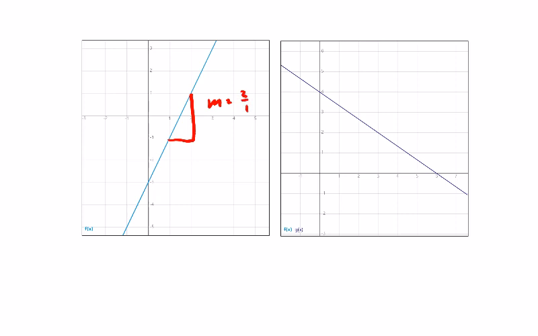Instead of just taking the negative of that and having a negative 2 to 1, let's see what happens when we flip it as well. In other words, take the reciprocal. So let's go down 1 and over 2. So let me plot a point there. And if I draw in a line that goes down 1 and over 2, that's looking pretty perpendicular.